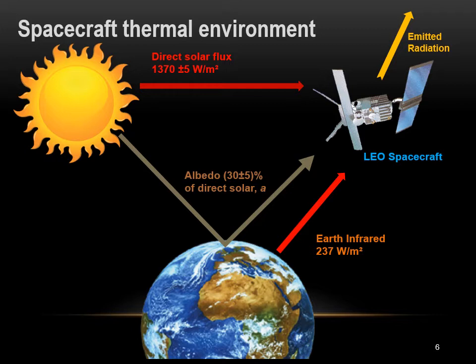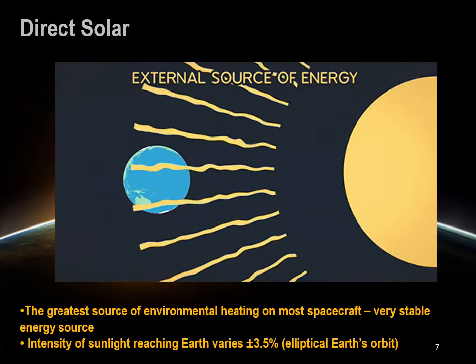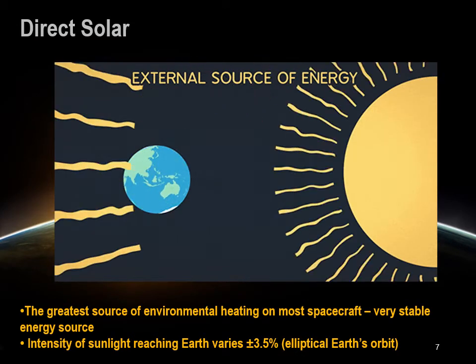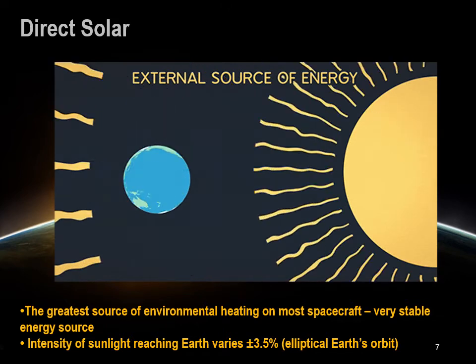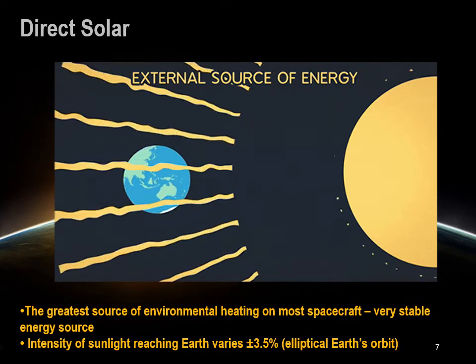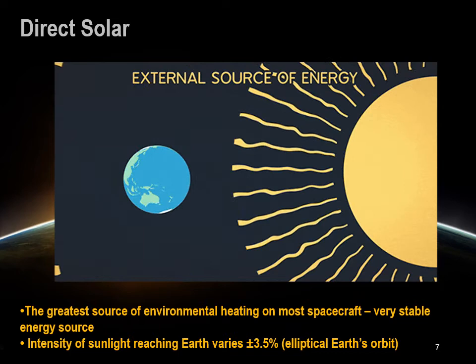This figure shows heat in space come from the three main sources: the sun, the earth, and internal sources. Near Earth, the biggest source of heat for orbiting spacecraft is the sun, about 1,350 watt per meter square.